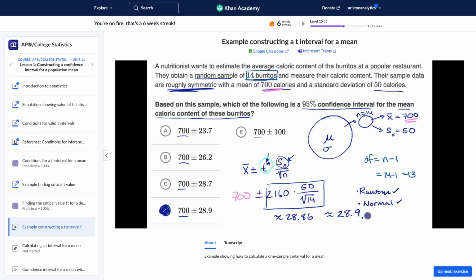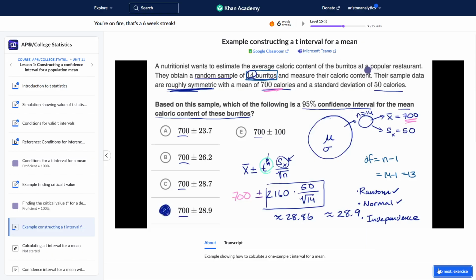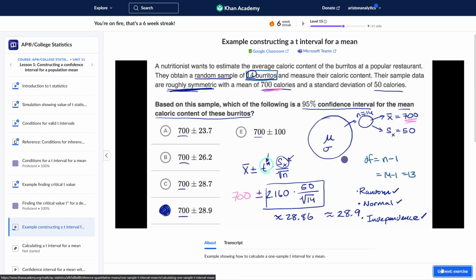And then the last condition is the independence condition. Here, if we aren't sampling with replacement, and it doesn't look like we are, then this has to be less than 10% of the population of burritos. And we're assuming that there's going to be more than 140 burritos that this popular restaurant makes. So I think we can meet the independence condition as well. So assuming that you feel good about constructing a confidence interval, this is the one that you would actually construct.